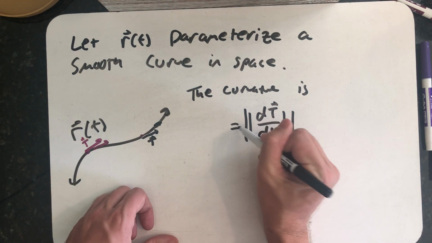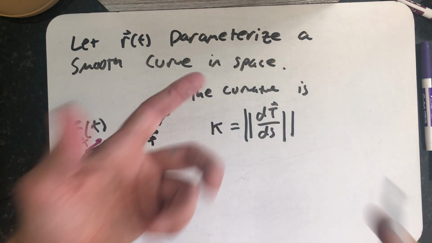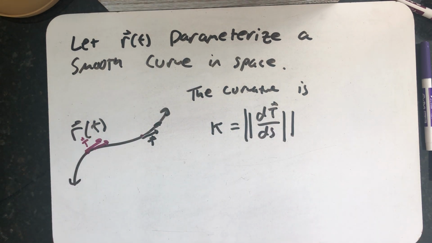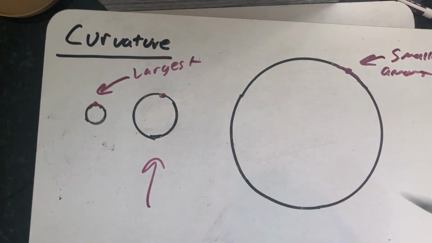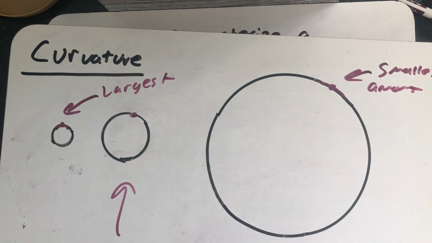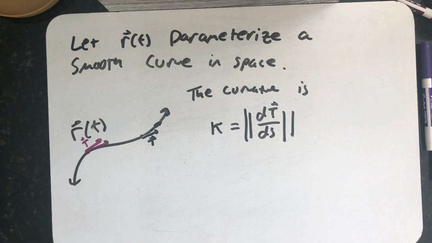And we denote curvature using the lowercase Greek kappa, which doesn't actually look like that, but it's the best I can do. So there's my definition of curvature, and I hope that it will agree with my thoughts about curvature here. That when I finally get to calculate curvature, big circles will have small curvature and smaller circles will have large curvature. And then I can measure how curvy something is for any smooth function r.